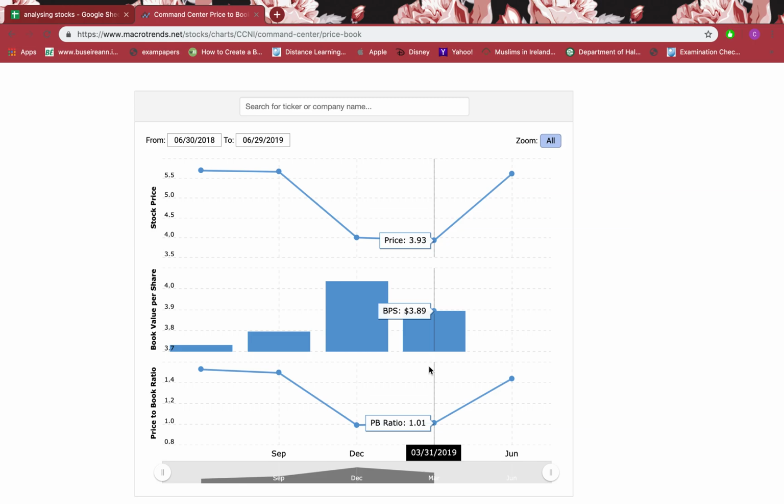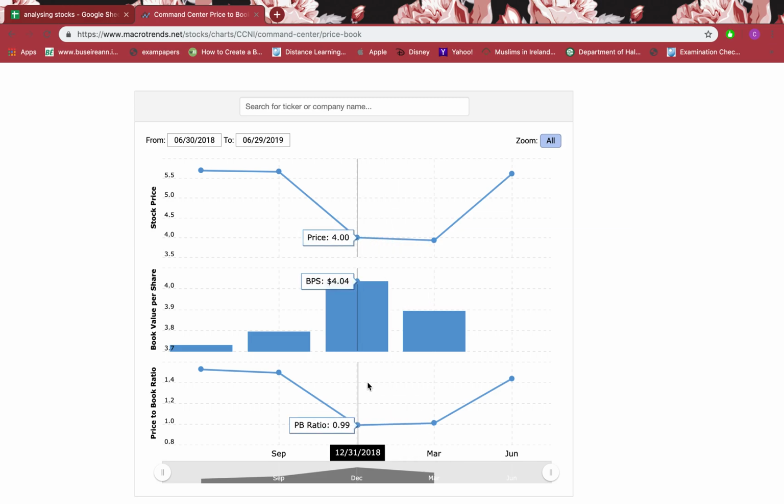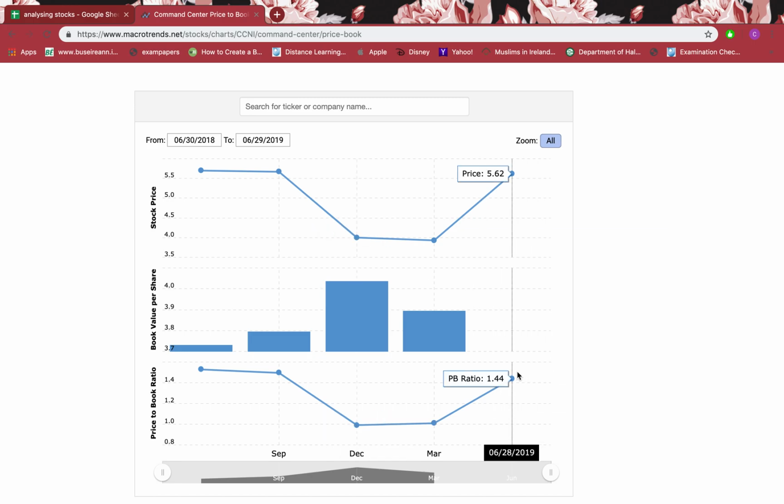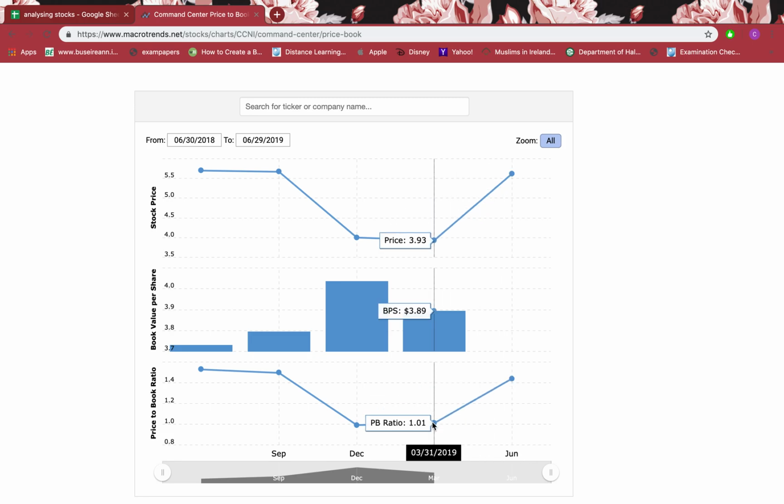It was 1.01, so a little bit expensive, a few cents more, in March 2019. You can see just vertically up that the real worth was 3.89, but you could buy that 3.89 by paying 3.93, so a few cents more, 1.01. But in December 2018, it was 0.99, which means that you could get it at a discount. It was 4.04 worth, but you could buy it for $4. So it was cheaper to buy at that time. Right now it's 1.44, it's getting higher.